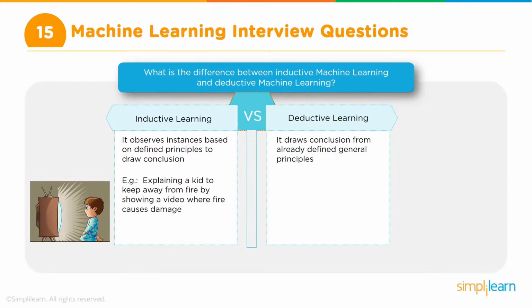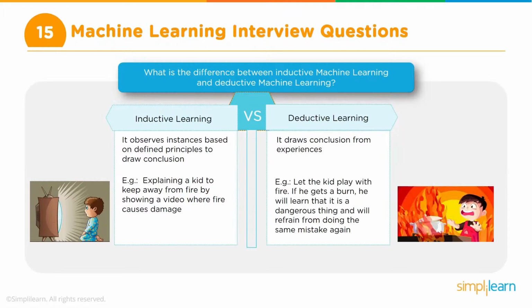We can probably tell the person or show a person a video that fire can burn his finger, or fire can cause damage. So what is happening here? This person has never probably seen a fire or never seen anything getting damaged by fire. But just because he has seen this video, he knows that, okay, fire is dangerous, and fire can cause damage. Right? So this is inductive learning.